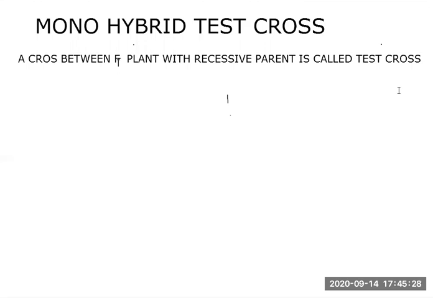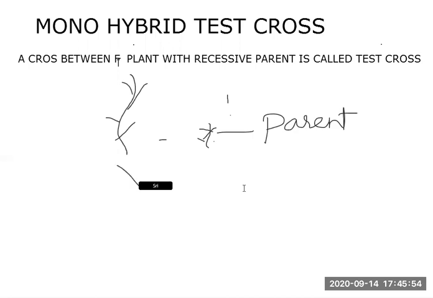So what are we doing here? Let us see. As we know, in case of monohybrid cross, we crossed a tall plant with a dwarf plant, isn't it? These are the parents in the monohybrid cross. In the F1 generation, all the plants that appeared are tall plants. This is the theory we learned earlier.